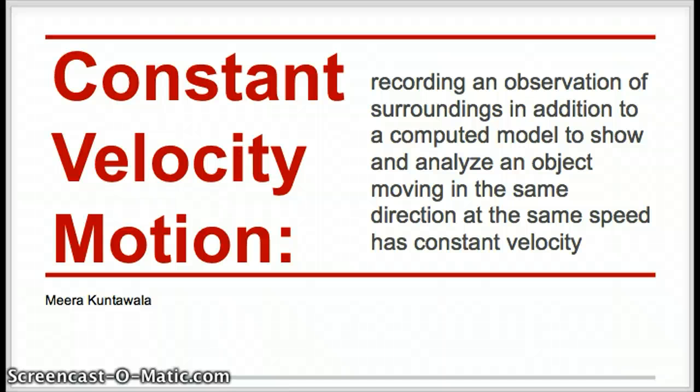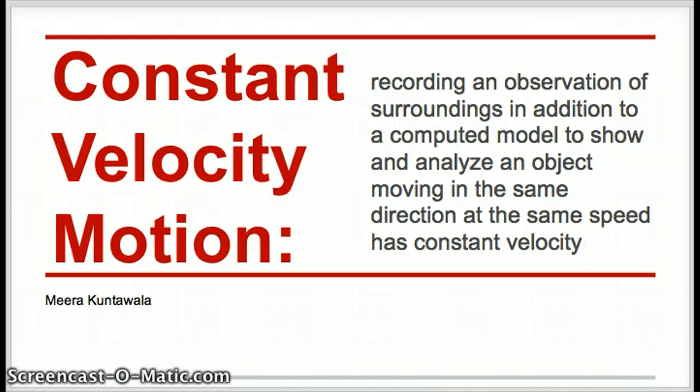In this lab, the goal is to illustrate and analyze the concept of constant velocity motion. This was done by recording an observation of my surroundings, in addition to using a computed model to show and analyze how an object that is moving in the same direction at the same speed exhibits constant velocity. In my experiment, I was able to compare data from an observation using technology called Tracker and a model I produced in VPython, and was able to prove that my object indeed did show constant velocity, though there was a discrepancy in my data.